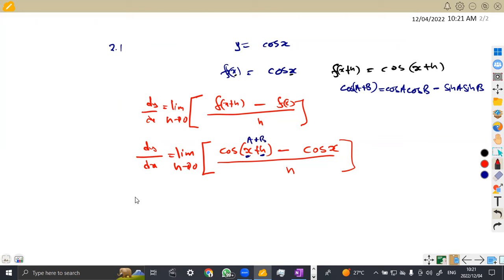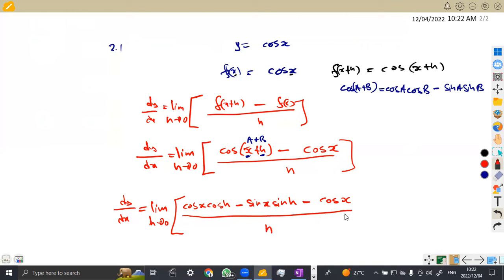So that means we can rewrite this expression as dy/dx is equal to the limit as h approaches 0 of cos(x+h). It's going to be cos x cos h, just like cos A cos B. So we are going to have cos x cos h minus, just like what we had, sin A sin B, which is sin x sin h. All right, so this is what you're going to have, minus cos x, which we already have here, everything over h.